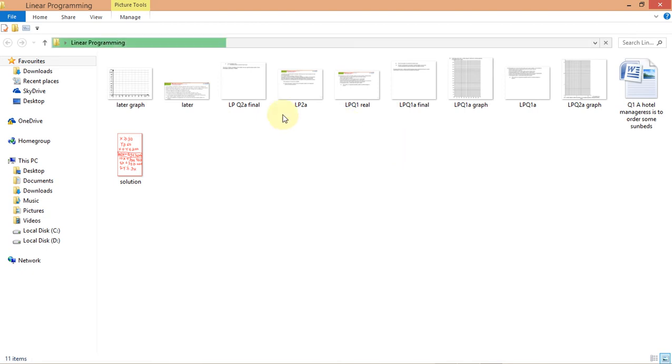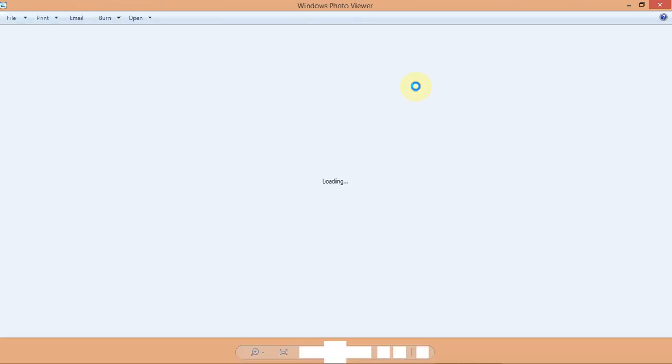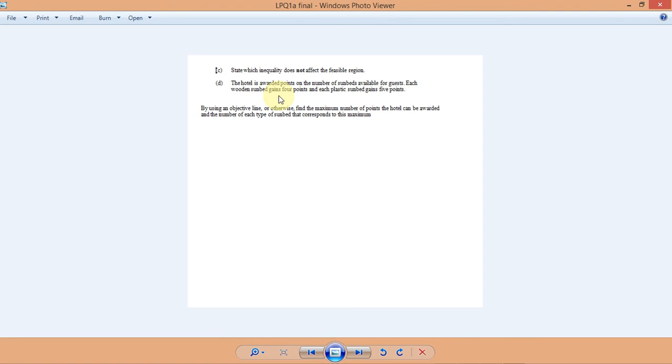So let's see the final question from that. Question 1 final. So let's see the question here. I'll just use Lightshot to complete this. The question states: which inequality does not affect the visible region?